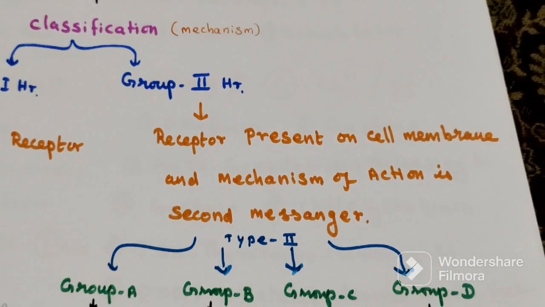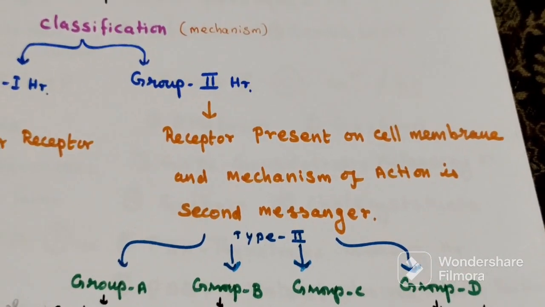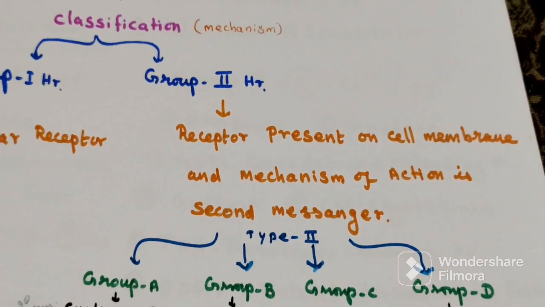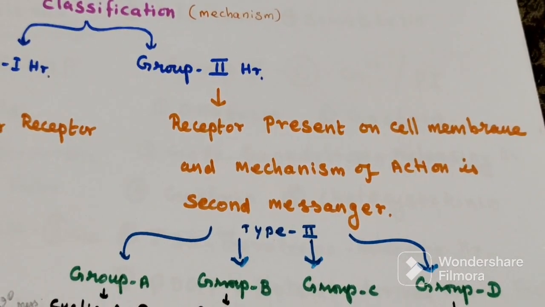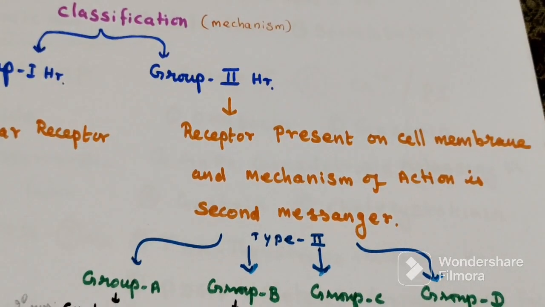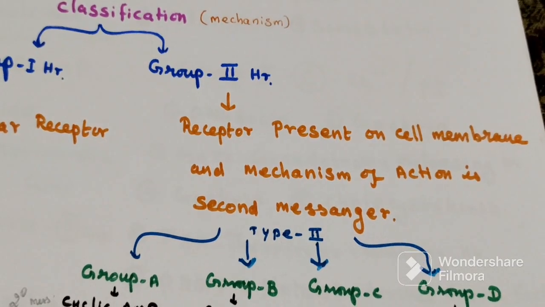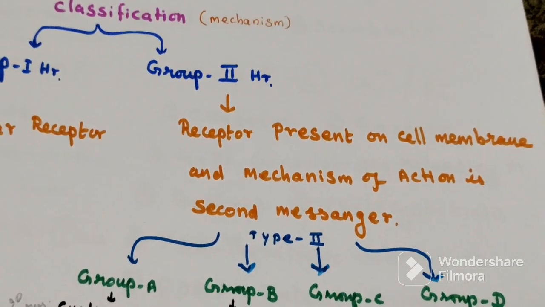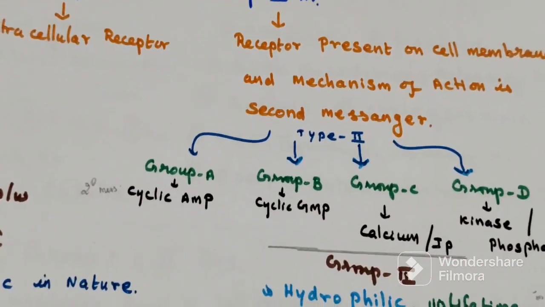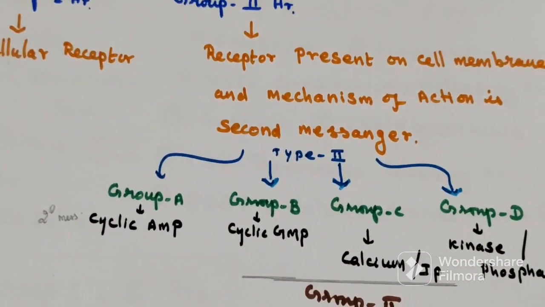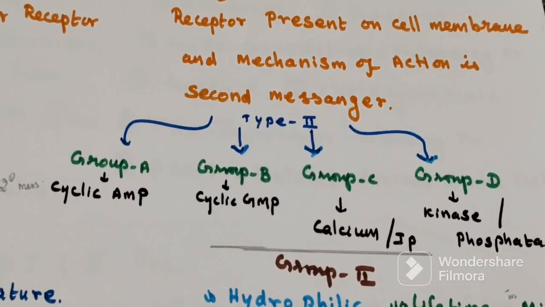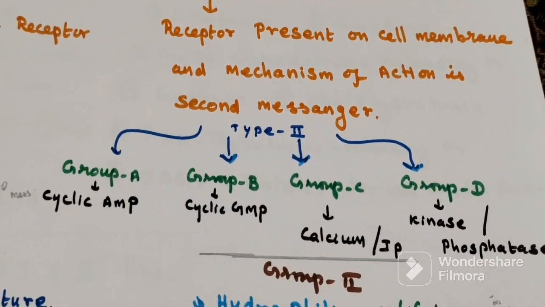If the receptor is presented on the cell membrane, the mechanism of action is through a secondary messenger. This hormone belongs to Group 2 hormones. Again, these Group 2 hormones are divided into 4 groups: group A, group B, group C and group D.